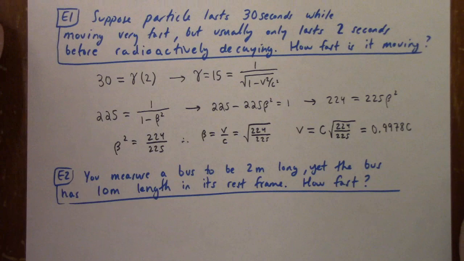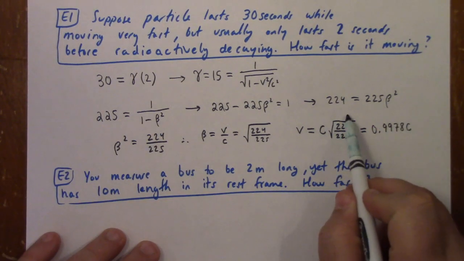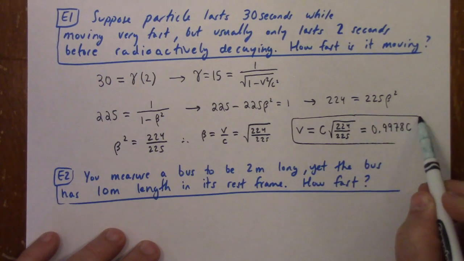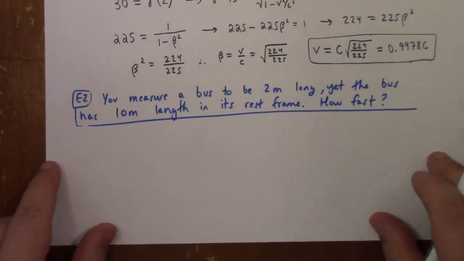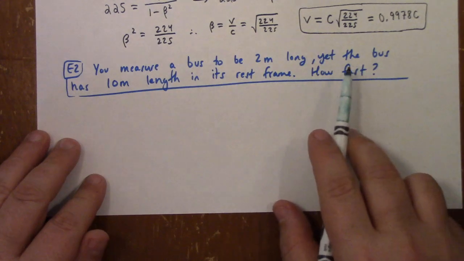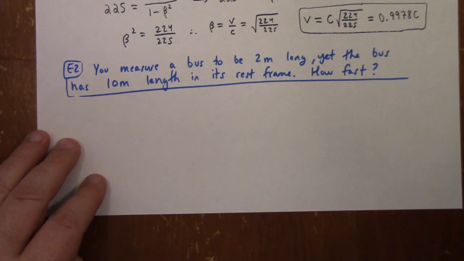Cool. So you gotta be careful with these. If you just try to approximate things, it'll go bad for some of these. Now this one here: if you measure a bus to be 2 meters long, and the bus has a length of 10 meters in its rest frame, how fast is it moving? So this is a length contraction problem, right?